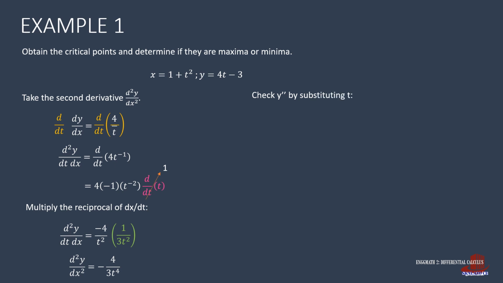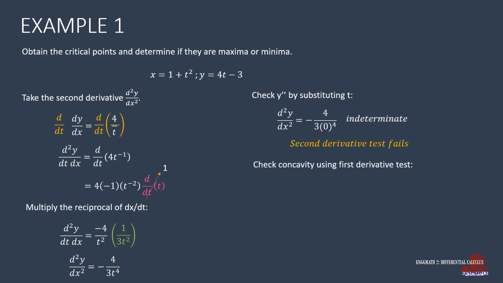Now key in t of 0, then work with the standard conditions. The second derivative of y with respect to x then is negative 4 over 3 times 0 raised to 4. Having a 0 denominator makes the function indeterminate. This shows that the second derivative test failed. So we have to revert back to the first derivative test to identify concavity.